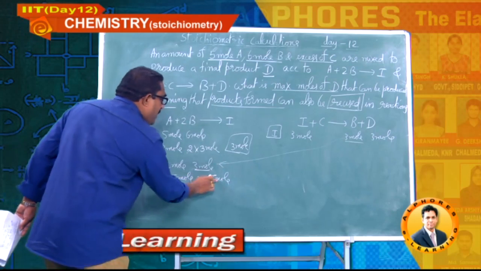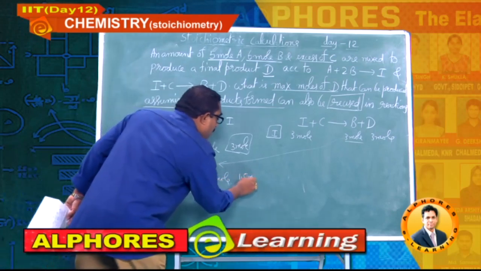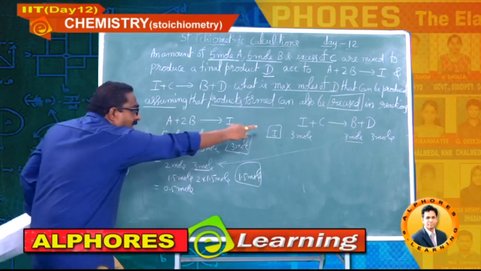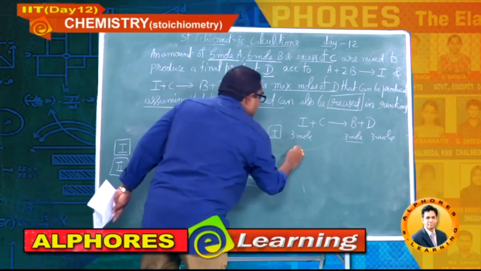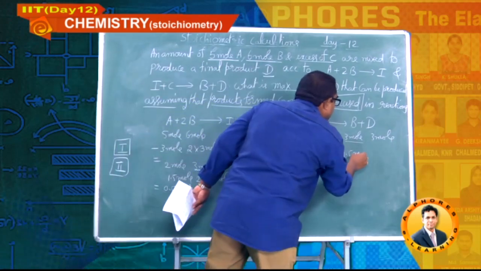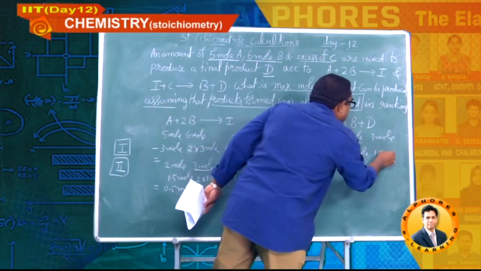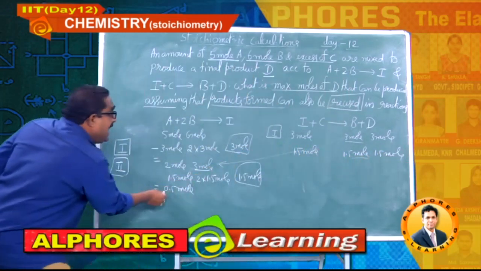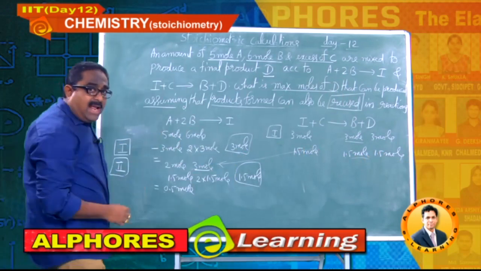2 into 1.5. Here you will get 1.5 mole I. Again you have to go for second reaction. Here I am writing 1.5 mole gives 1.5 mole of B, 1.5 mole of D. Again B is forming, again A is left. So both can react again.